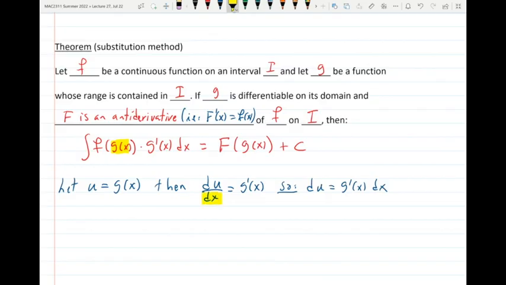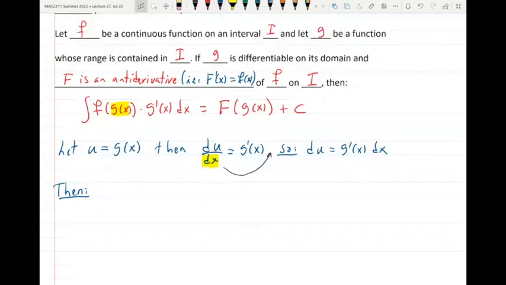So in other words, just take this guy and move it over here. Okay? So du is g prime dx. So now let's go ahead and make a substitution. Then the integral expression that we have above, what does it look like?